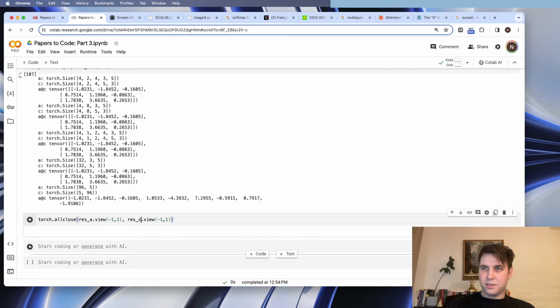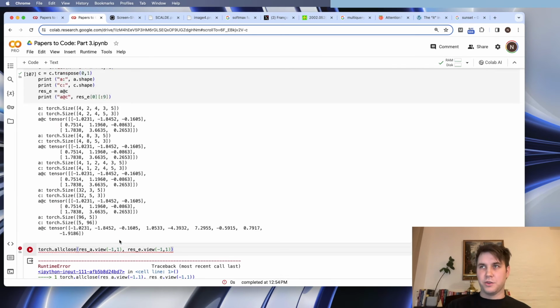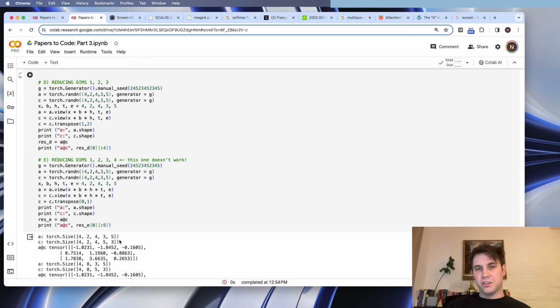And likewise, result of A and C are the same, and D and E is not the same. It's not even the same shape. So this is just an overkill way, and you can play with this example, of making sure that you understand how these potentially very large dimensional batch multiplications work.